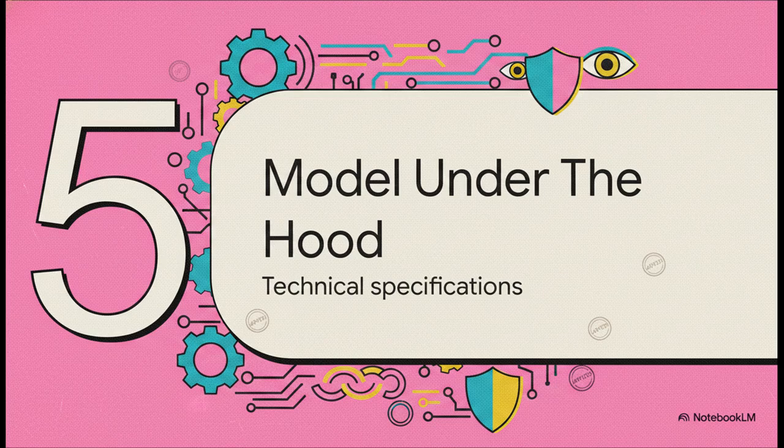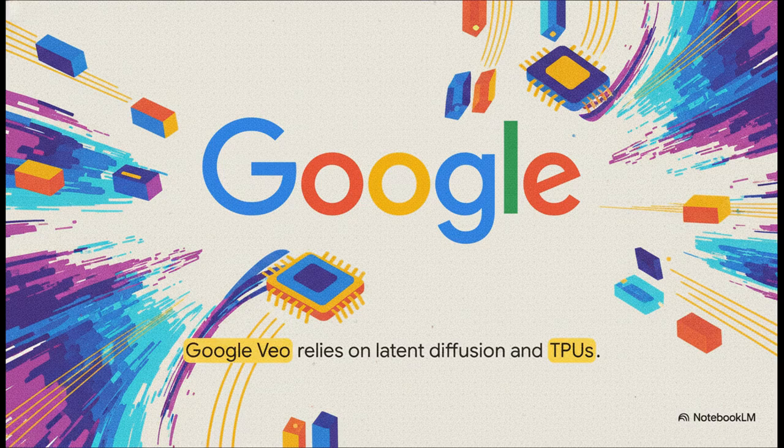Finally, Section 5, the model under the hood. Let's shift gears for our final section and quickly review the technical backing of the VEO 3 family of models that makes all of this magic possible. Under the hood, VEO 3 relies heavily on latent diffusion, which is what allows it to process highly complex spatiotemporal video data. But the real muscle?